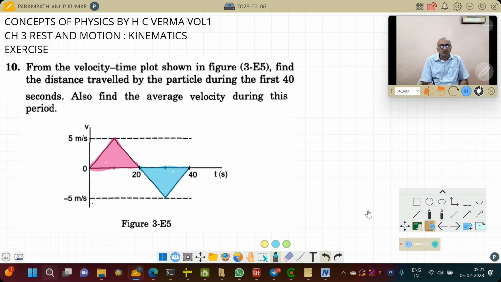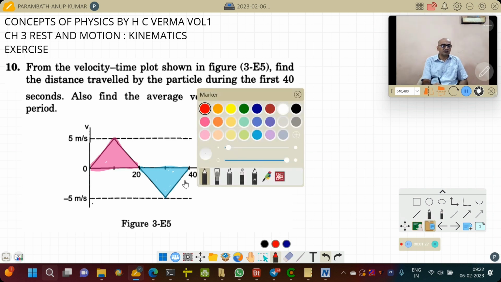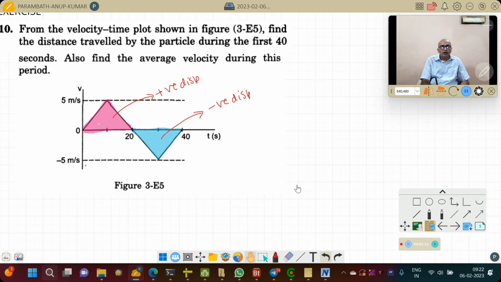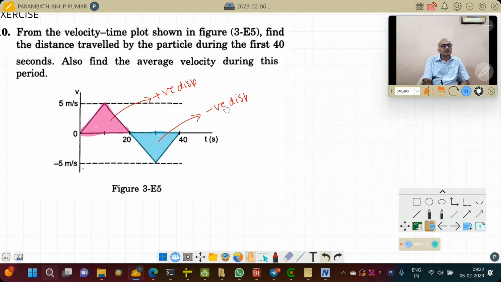But the question here is not of displacement. Here it is of distance covered. So I can mark that this is positive displacement and this is negative displacement. These two areas are symmetrical. Therefore, positive displacement and negative displacement are equal in area. Now focusing on finding the distance traveled.